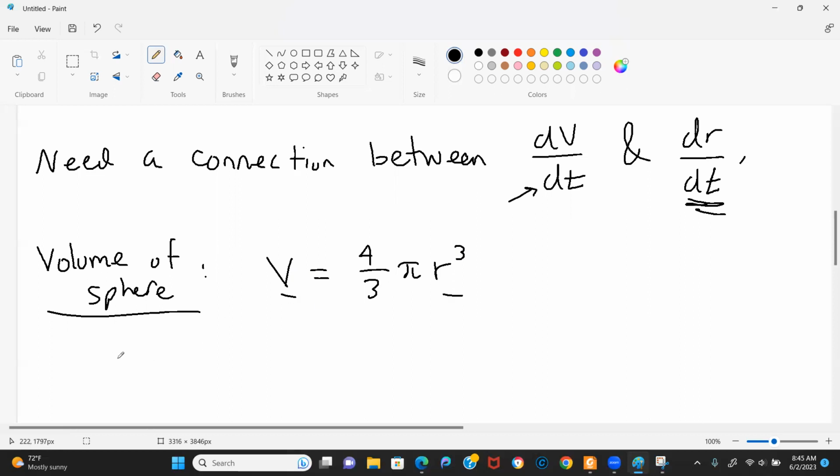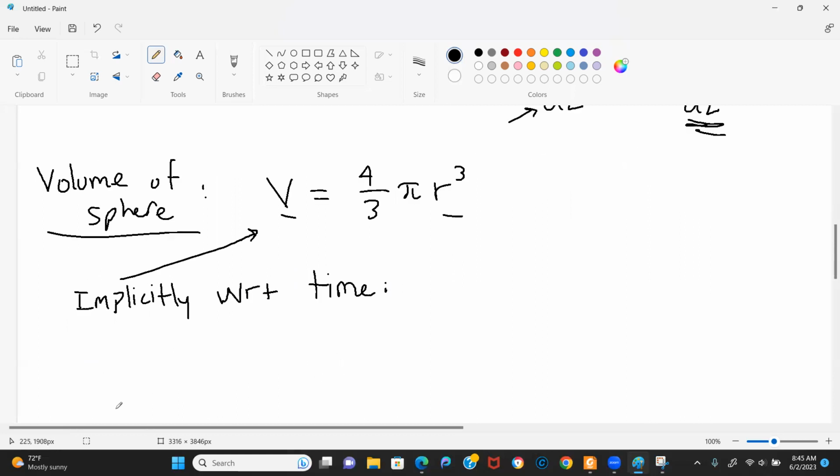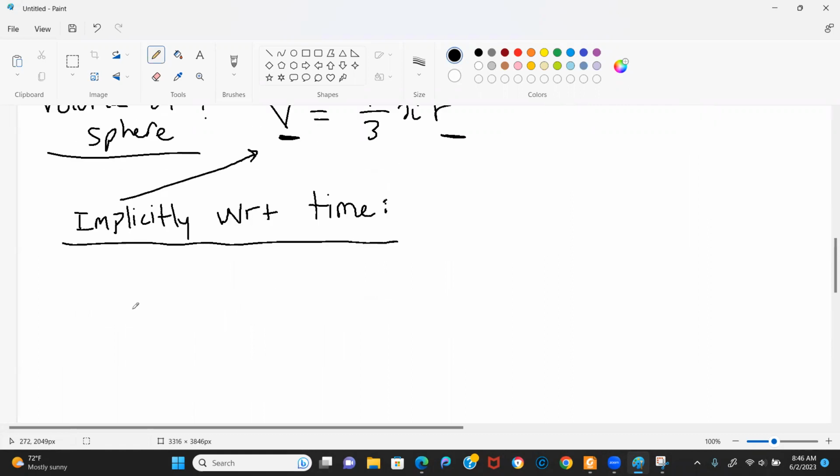All we need to do is implicitly differentiate this with respect to time. If we do that, then we will get the relationship that we want. And this is why we call these problems related rates, because we have some equation or relationship between quantities that both depend on some common quantity, which in this case is time.